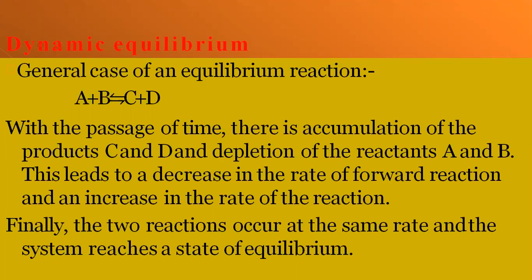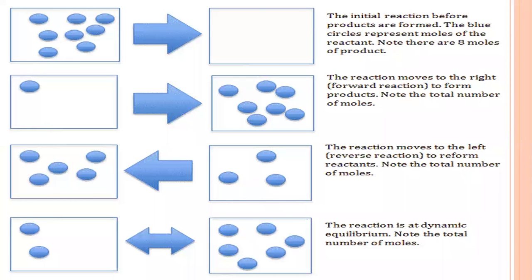So in the general case, dynamic equilibrium is established when the rate of the forward direction and the rate of the backward direction become equal. It means that when A and B combine together, they form C and D, and vice versa, from C and D, A and B will be formed. Okay. So with the passage of time, there is accumulation of the products C and D and depletion of the reactants A and B. This leads to a decrease in the rate of the forward reaction and an increase in the rate of the reverse reaction. Okay. So finally, the two reactions occur at the same time and the system reaches the state of equilibrium. And that is known as dynamic equilibrium.